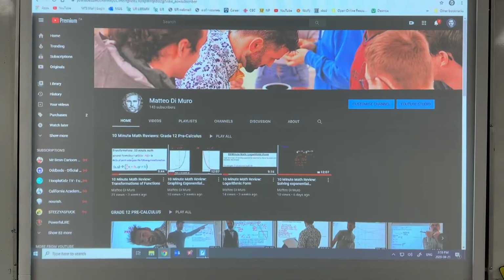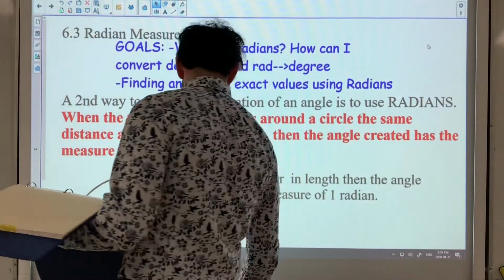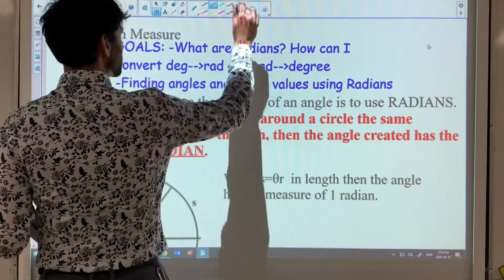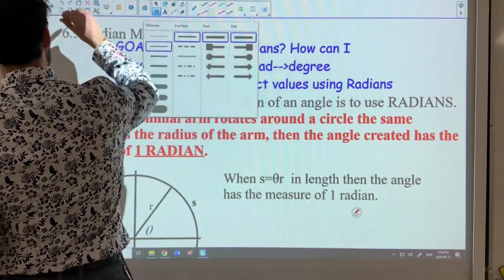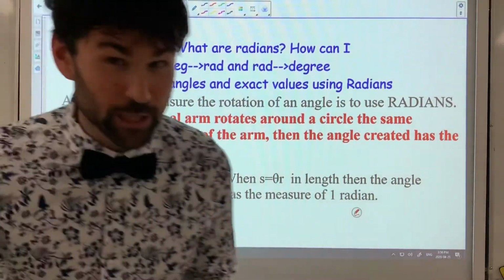Well, here we are. We are back at it again with radian measure. This is lesson 2. I know it says 6.3. That's just the old school way that I used to do it. Anyhow, here we are. Got a couple goals. So kind of a long lesson. It's going to be a 2-parter.